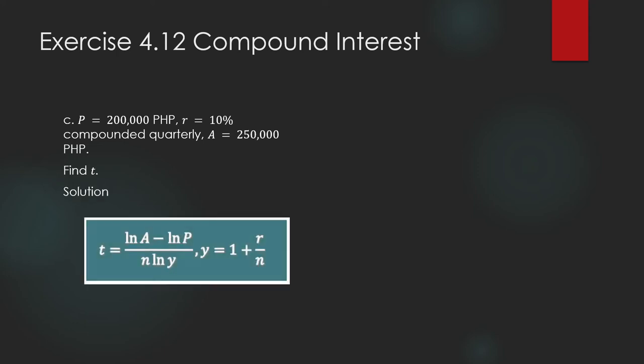In our book, I showed you how to compute for T. This is the equation to solve for T. It is equal to ln of A minus ln of P all over N times ln of y, where y is equal to 1 plus r over n. I derived this equation using laws of logarithms. You might want to review that derivation.